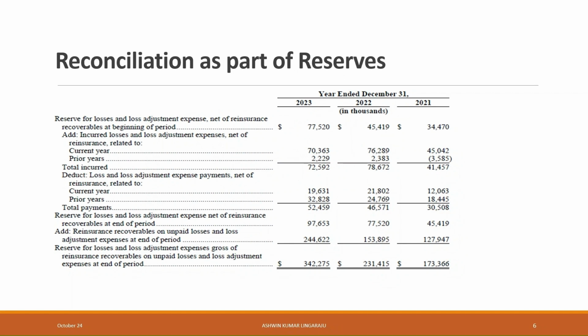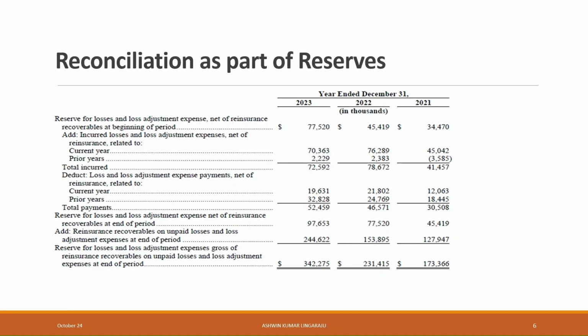Payments made for losses and loss adjustment expenses net of reinsurance is 52,459. And reserves at the end of period net of reinsurance recoverables will be 97,653. So adding the top two and then subtracting the payments made gives us the resultant, which is 97,653. Notice that all the above is net of reinsurance. Now add the reinsurance recoverables, which is 244,622, and that will give us the total reserves as 342,275. So the reserves at the start of the year plus the incurred losses minus the payments made, and adding the reinsurance recoverables, will give us the final reserves.